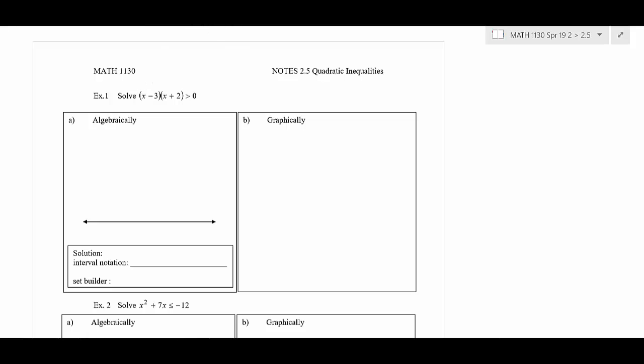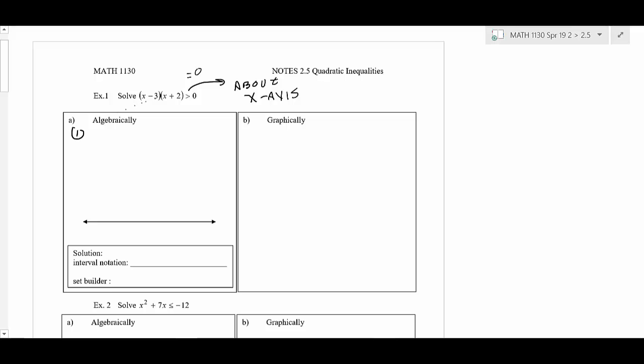Okay, so what you're doing here, this is a quadratic inequality. It's already factored. You're looking at not where it's equal to 0, but where it's greater than 0. And what that's going to mean graphically is where it is above the x-axis. Anytime you see that greater than, what you're looking for graphically is on what interval your parabola, which is what you're going to get, is above the x-axis. So here's how you do this algebraically.